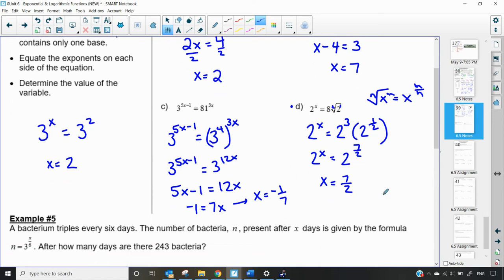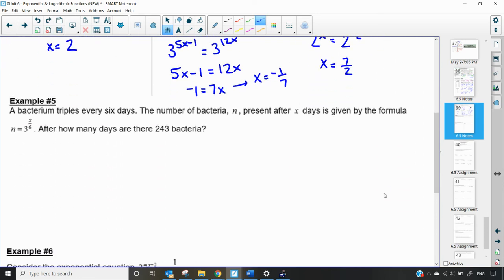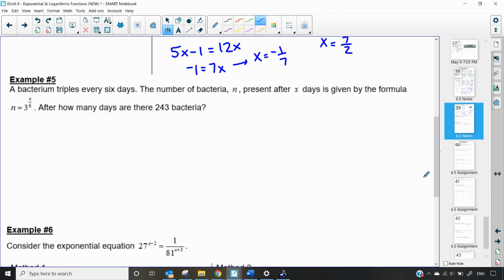Once we're able to solve these equations, then we can get into some word problems. So example number 5 says that a bacterium triples every 6 days. The number of the bacteria N present after X days is given by this formula. So N equals 3 to the X over 6. The question is, after how many days are there 243 bacteria? Well, the 243 represents N, so we have 243 equals 3 to the X over 6.